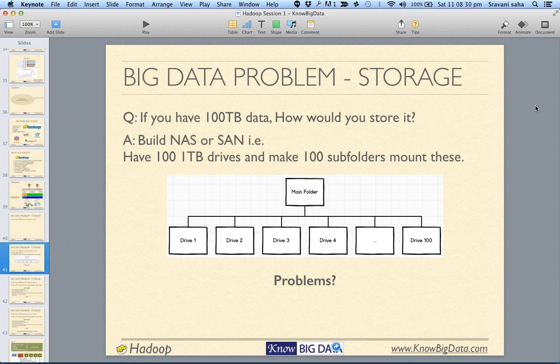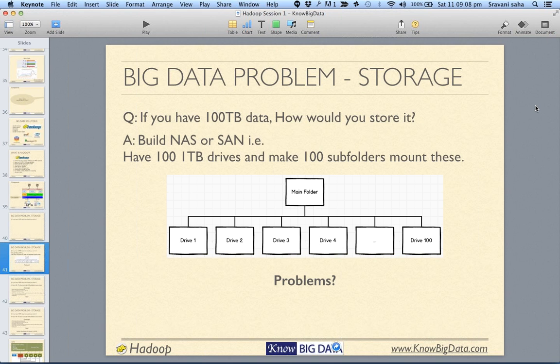Such that they are available in the network, and once they are available in the network, we mount or map these to folders. So on maybe 5 computers we have this main folder, and under this there will be 100 folders representing drive 1, drive 2, up to drive 100. Now we can start storing the movies inside drive 1, drive 2, drive 3, drive 4, and so on. Now the question is, do you see any problems with this?